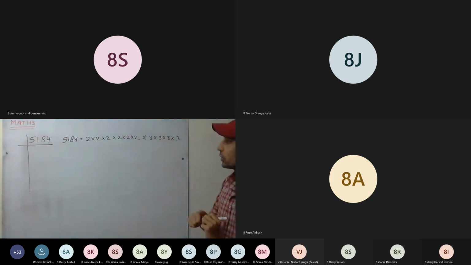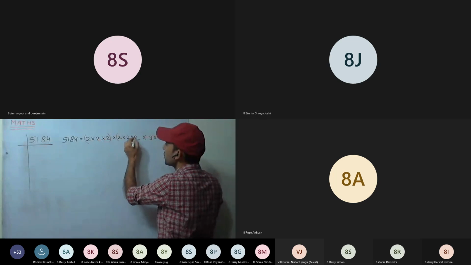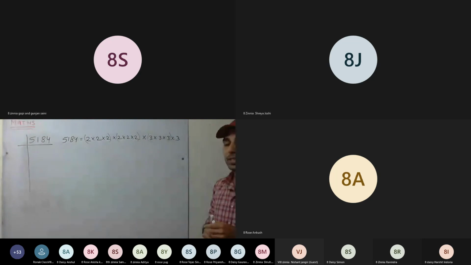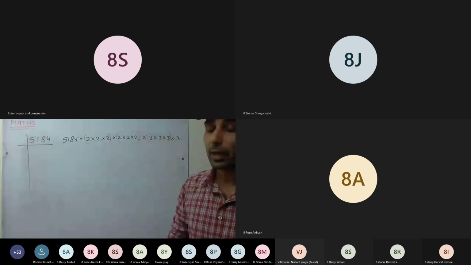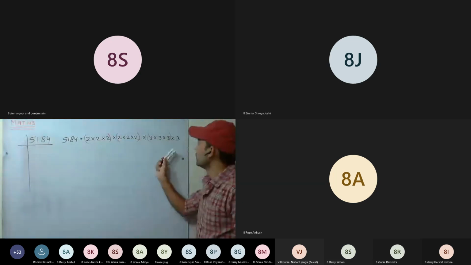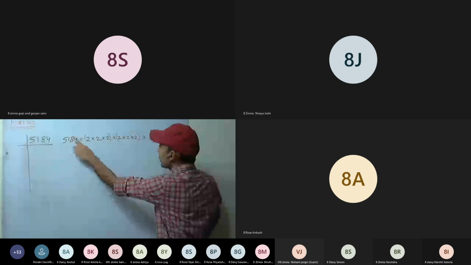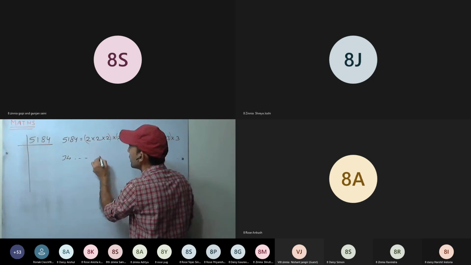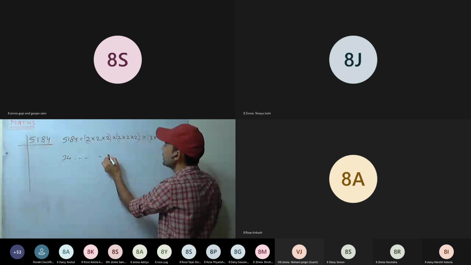Now, is it a perfect cube? No, it is not, because you can see here triplets of 2 are formed, but 3 stays single. Now, what will be the least number? Read the question properly. By what number must it be divided? So we have to remove 3. That means we have to divide this number by 3. So the least number by which it must be divided is 3.